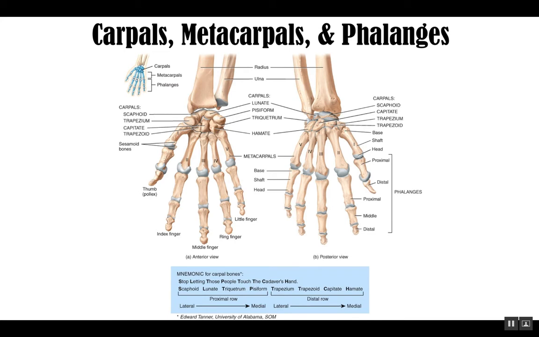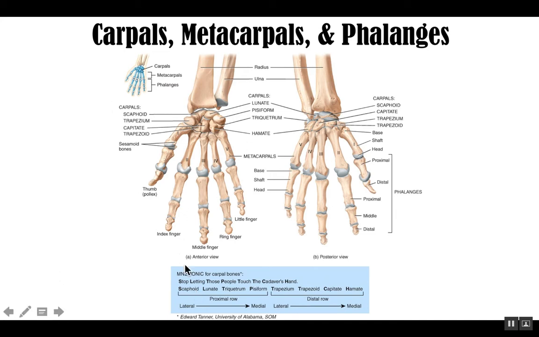If you look down below here, there's what we call a mnemonic. A mnemonic helps you memorize an order, in essence. The mnemonic I actually happen to like because it at least has something to do with a hand, which is what we're studying. But you'll notice that each of the words, "stop letting those people touch the cadaver's hand," represents one of the 8 carpals. So let's go over the names of the carpals and what those names mean.